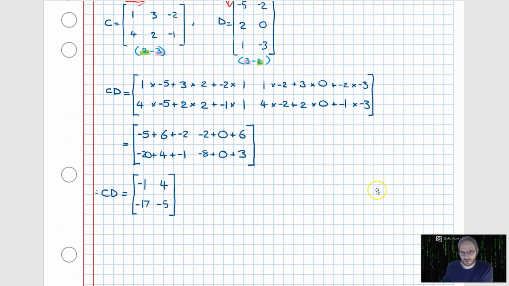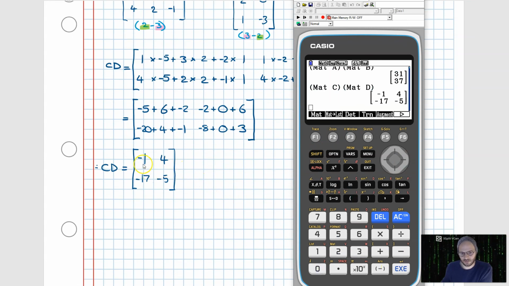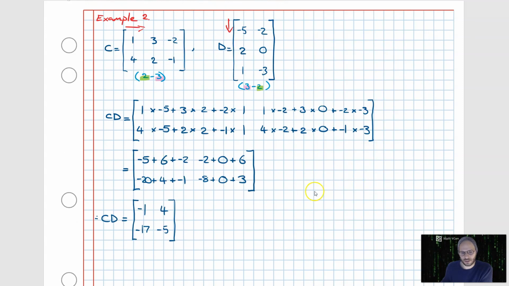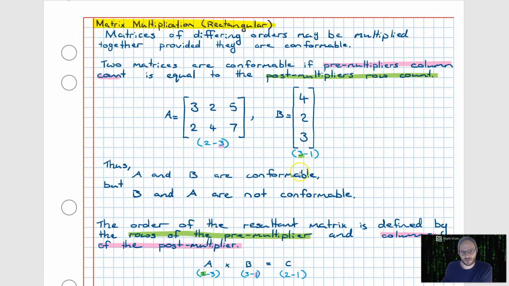Verifying our results on the calculator, we indeed get -1, 4, -17, and -5. Now, in summary, what we set out to do in this particular video was we wanted to have a look at how we could perform matrix multiplication on rectangular matrices. What we found was that we can only perform matrix multiplication if the matrices are conformable.